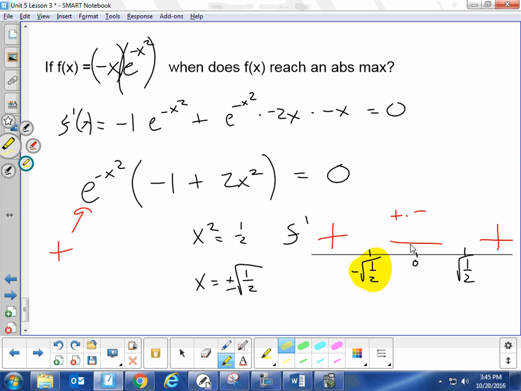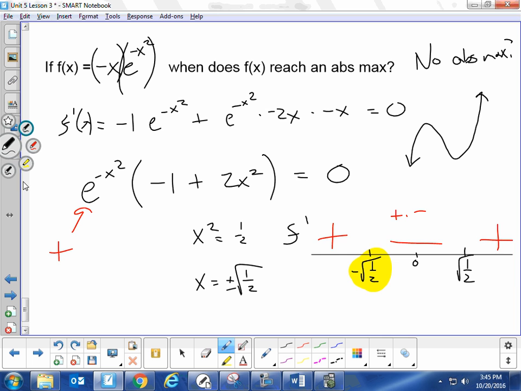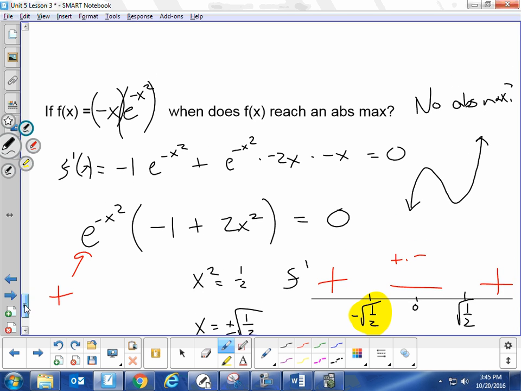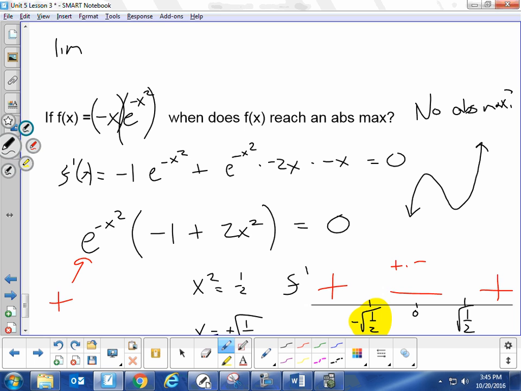Right, infinity. Maybe there is no absolute max because this is plus, so this is saying that I'm increasing. So if I'm increasing, then decreasing, then increasing, maybe there's no absolute max. We're going to have to see what the limit as x approaches infinity of this guy is. And if it is infinity, well, then there's no absolute max. If it's another value, we're going to have to compare it to our value at negative root 1/2.